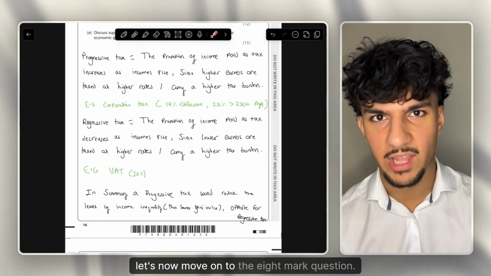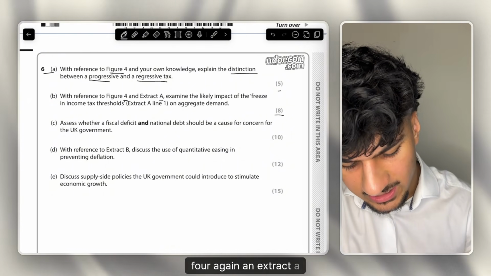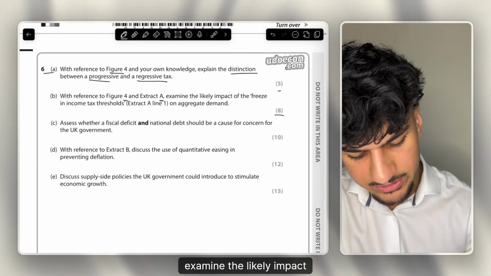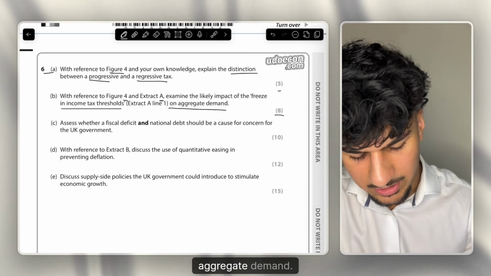But yeah, let's now move on to the 8-mark question. So, 8-mark question. With reference to figure 4, again, and extract A, examine the likely impact of the freeze in income tax thresholds on aggregate demand.